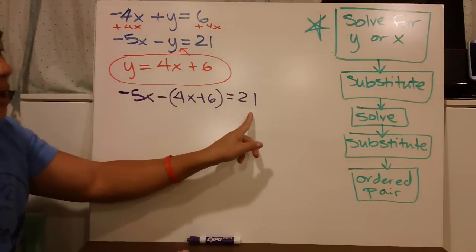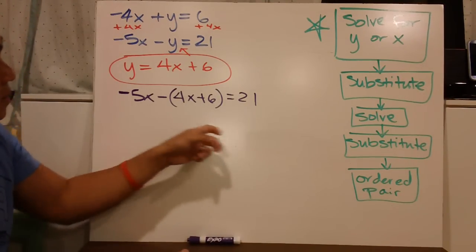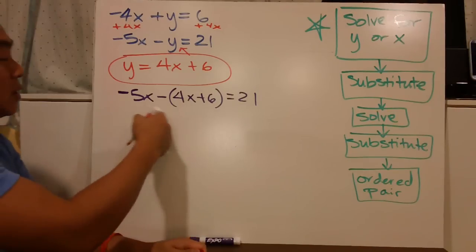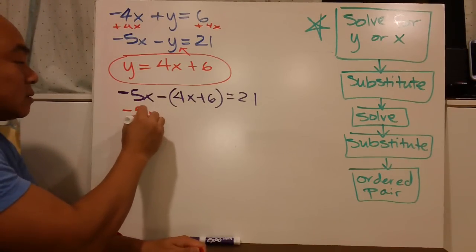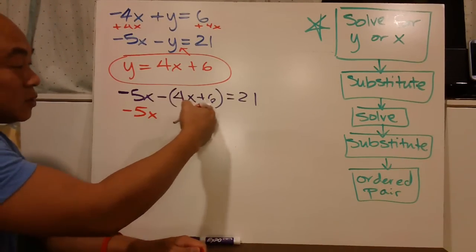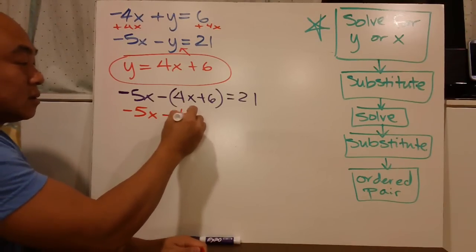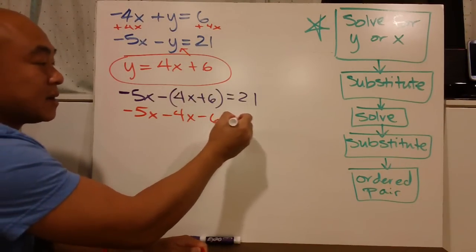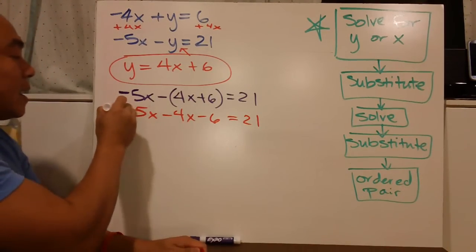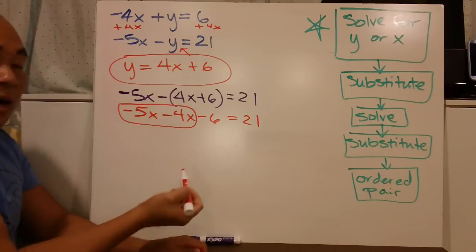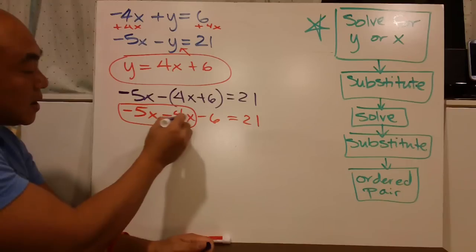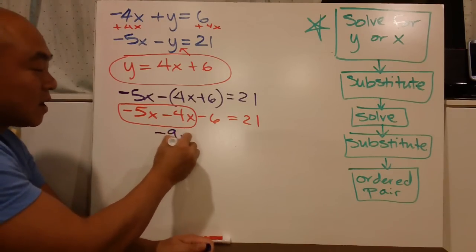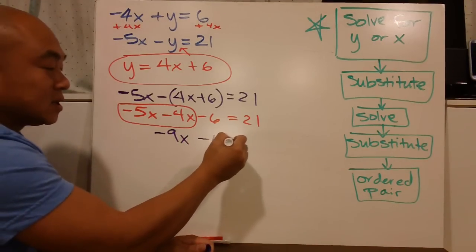Then I'm going to solve for x. I now have the distributive property, so it's negative 5x. Distribute the negative to both terms: negative 4x, negative 6, or minus 6, is equal to 21. I now see that I have like terms, so I'm going to combine those two. Negative 5x minus 4x is going to give me negative 9x, minus 6 is equal to 21.